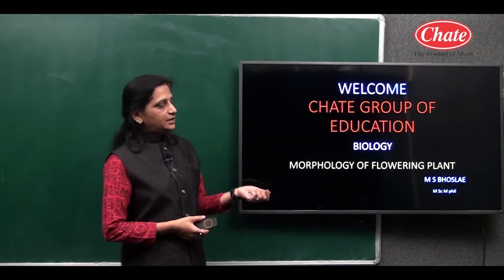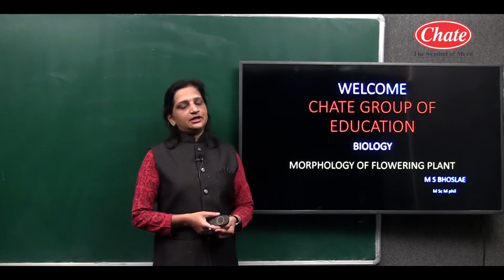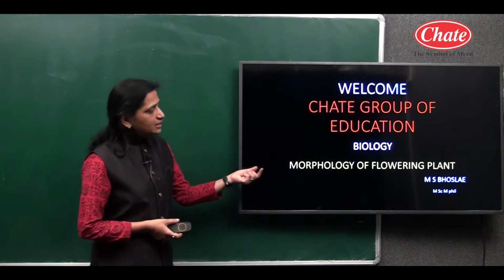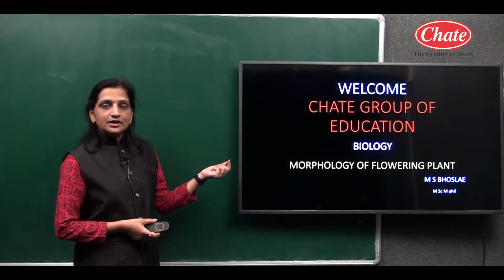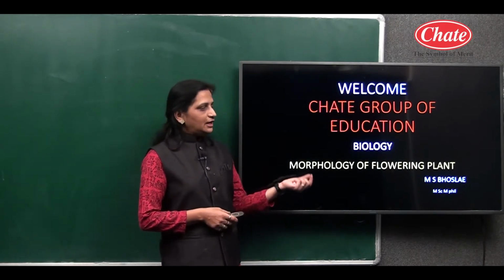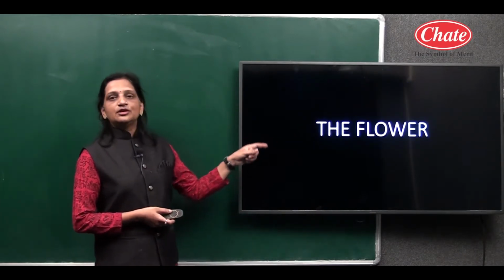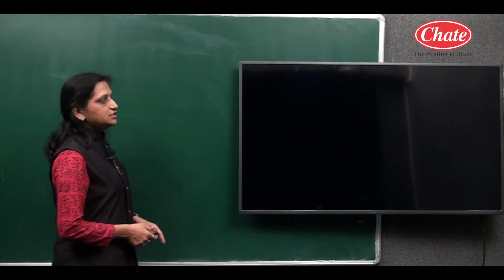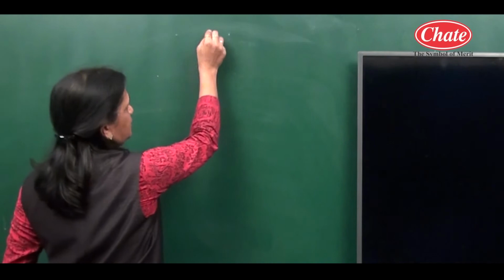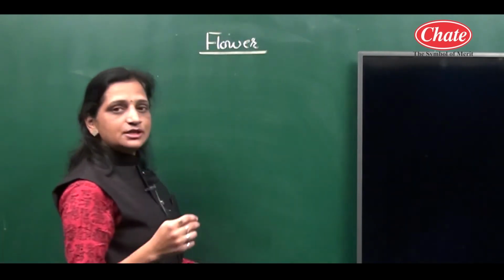Morphology of Flowering Plant. This chapter is in the NCERT syllabus as chapter number 5, and in the State Board syllabus it is chapter number 6. So why is the morphology of flowering plant important? Because it is known as the soul of biology. Today we will focus on the flower, the most beautiful and important part of the plant, and how we can draw this flower in a simple way.